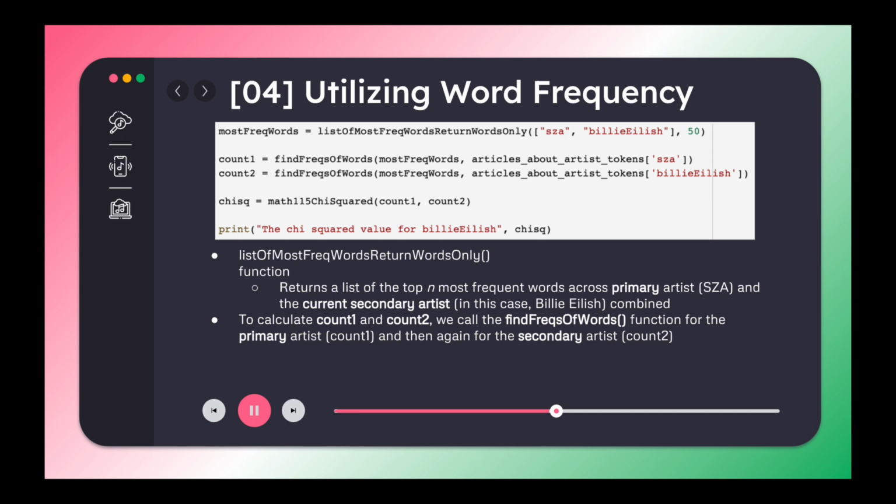In this case, we're finding the top 50 words, so n equals 50. This list will be represented by the most_freq_words variable as seen in the first line in our code. Then we need to calculate 2 different variables, count1 and count2, that will later be used as arguments when calling our math115 chi-squared function.